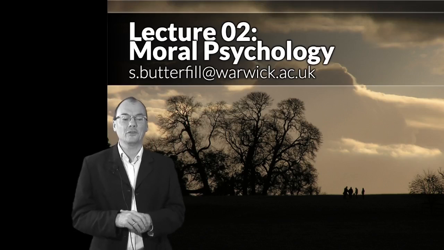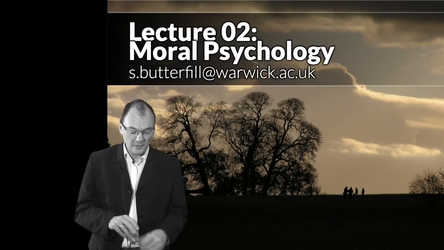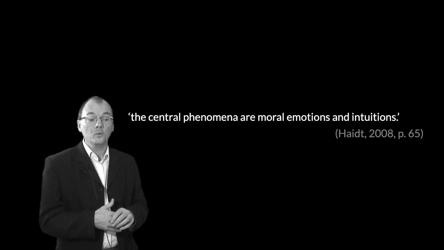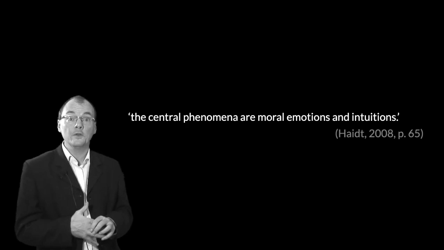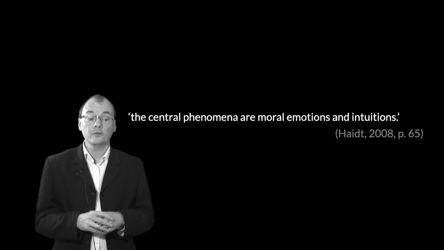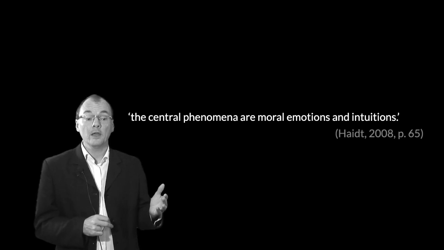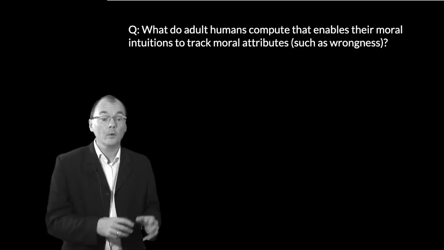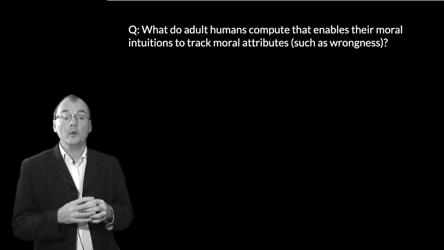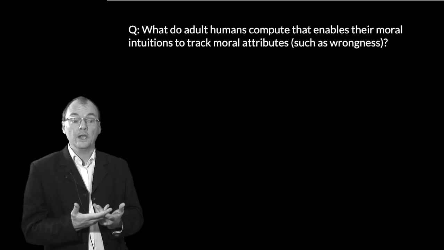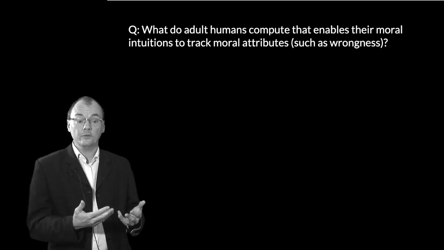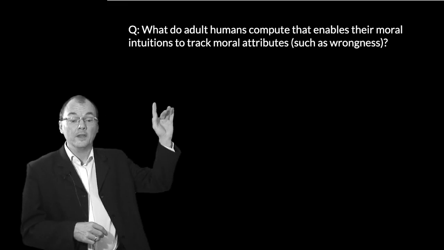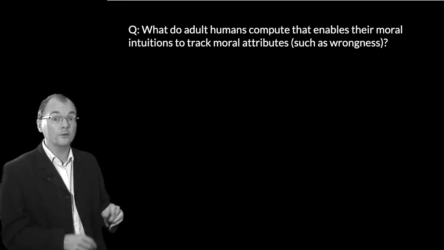Welcome to Lecture 2 of Moral Psychology. We are focusing for now on what Haidt calls the central phenomena in moral psychology, namely moral emotions and intuitions. And in particular, we're asking the question, what do adult humans compute that enables their moral intuitions to track moral attributes such as wrongness?